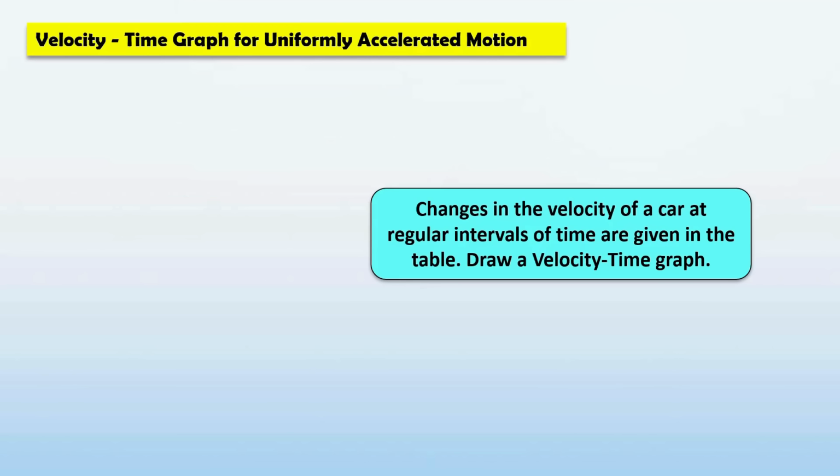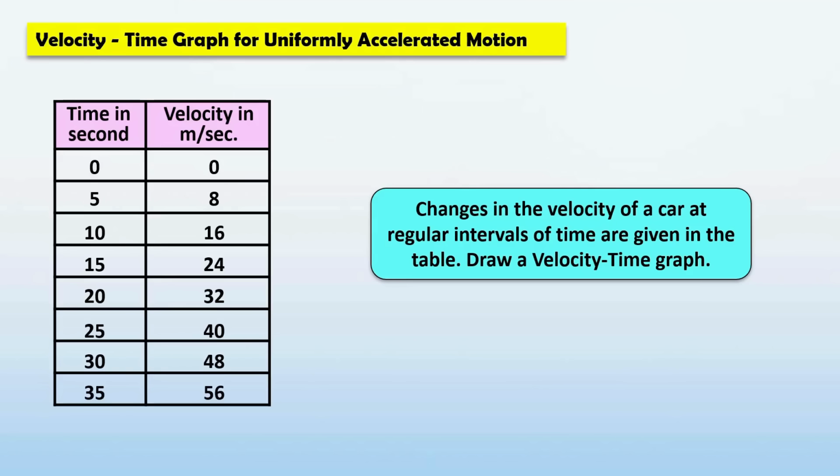In this example, we will understand the velocity time graph for uniformly accelerated motion. The changes in the velocity of a car at regular intervals of time are given in the table. At 0 seconds, the velocity of the car is 0 meters per second. At 5 seconds, the velocity becomes 8 meters per second. At 10 seconds, 16 meters per second. At 15 seconds, 24 meters per second.